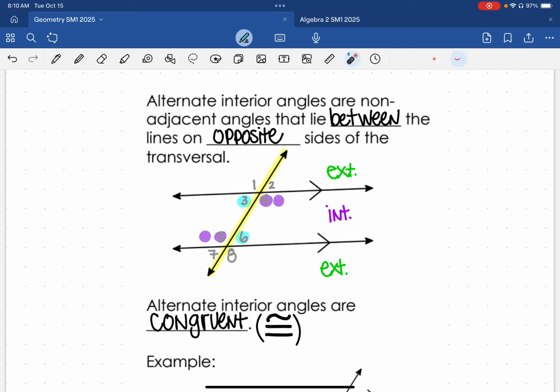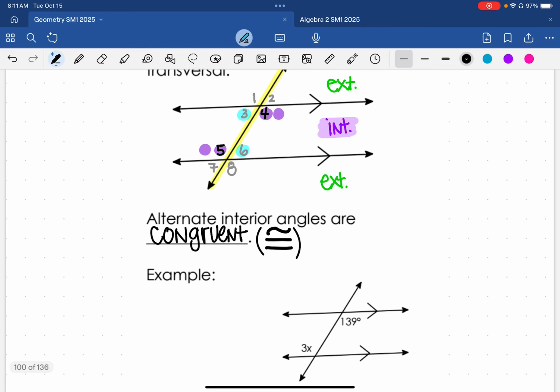So notice we're talking only about the ones here on the interior. Only the ones in the interior are the ones we're talking about for this one. And so we're talking about angle 3 comparing to angle 6. Angle 4 would go with angle 5, sorry. Let me make those two a little bit darker so you can see them. And of course, alternate interior angles are congruent.